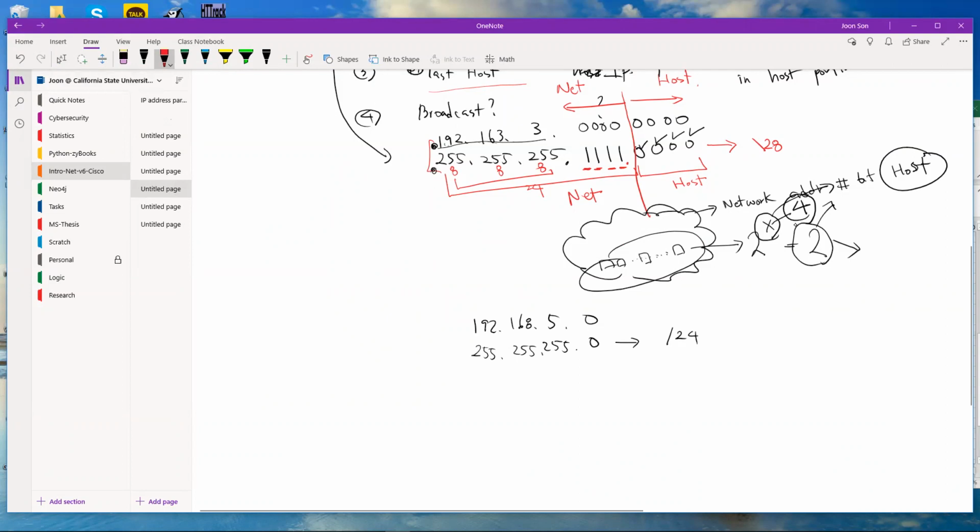So by default, we know that this is my subnet mask information. So I know that I can draw the line here, and this is my network portion and this is my host portion. If you look at the last octet, this is 8 bits, basically 0, 0, 0. I'm just looking at the last octet.